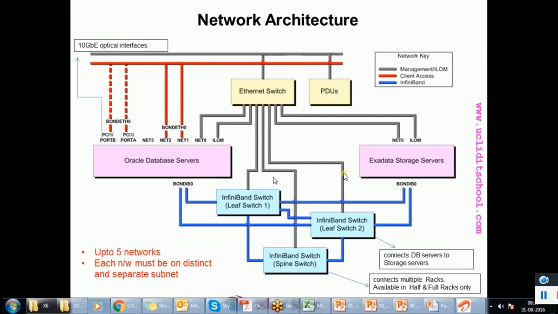Okay. Actually, this is the X4 diagram. I think I need to change this for X5, X6. So it is still the InfiniBand port that is used for the RAC interconnect. Got it.